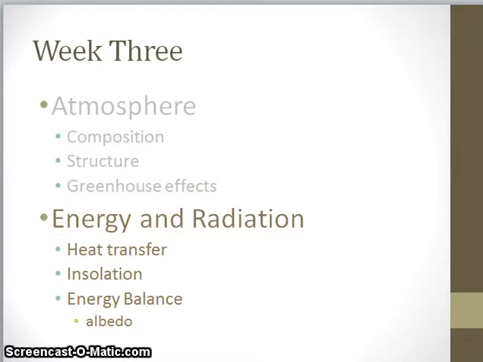Okay, so part two of the week 3 lecture, intro to reading, is about energy and radiation. We're going to look at some concepts of heat transfer, general topics around insulation, the energy balance, and albedo.